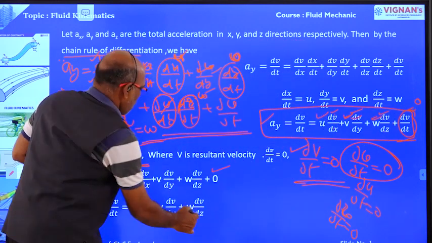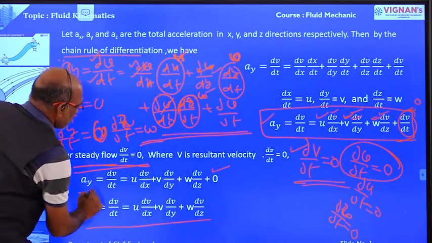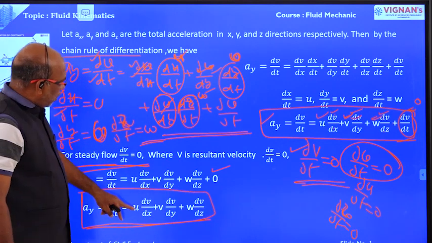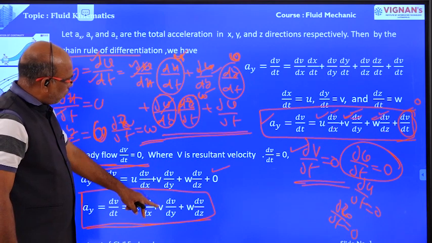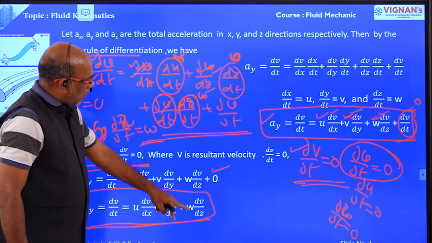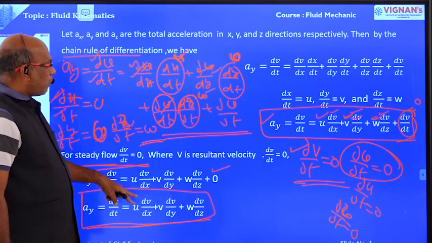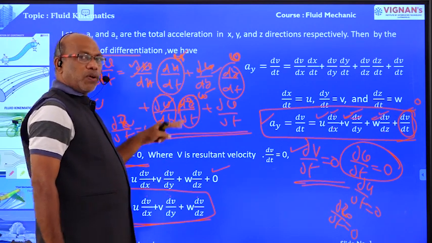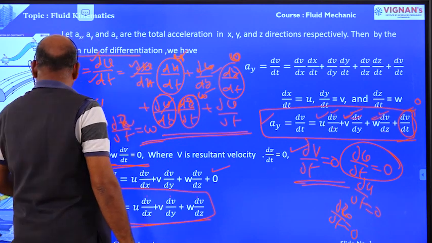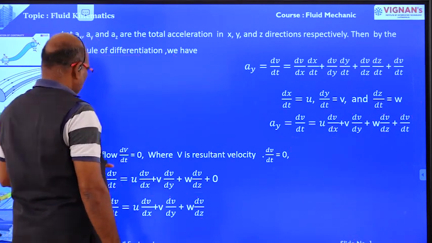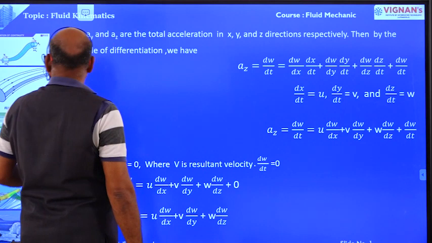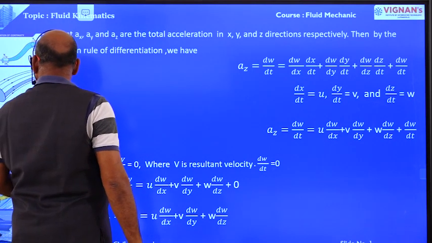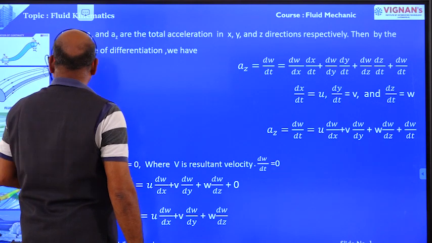This is 0. Finally, we have the formula: acceleration in y direction is equal to u into dv by dx plus v into dv by dy plus w into dv by dz. This is the formula for the determination of the acceleration in y direction if the flow is steady. Right? Now we are going to determine the z direction. This is also the same way as the earlier cases.